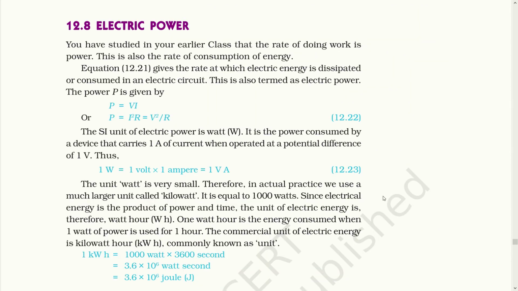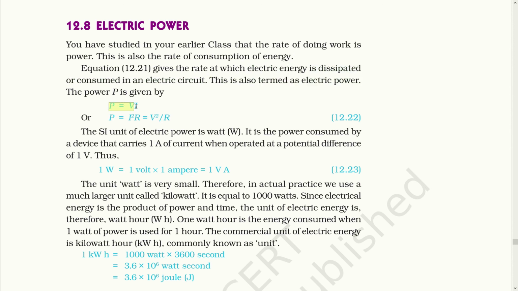Now, the last topic for this section is electric power. It is the electric current consumed by our home. So, how can you measure the electricity consumed in our home? That will be said according to power. You have studied in your earlier class that the rate of doing work is power. This is also the rate of consumption of energy. Equation 12.21 gives the rate at which electrical energy is dissipated or consumed in an electric circuit. This is also termed as electric power.